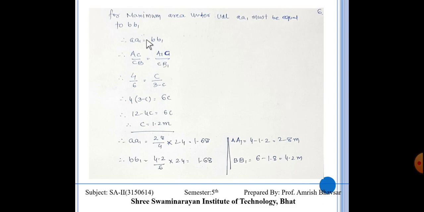So what is happening? For the maximum, the area under the UDL, AA1 must be equal to BB1. We need both of these to be the same. Then AC upon CB, that is A1C into CB1, is 4/6, and this is c upon 3 minus c. After solving this, we get c is equal to 1.2 meter. Now in the AC portion, the length of that UDL is 1.2 meter. Now AA1 is equal to 2.8 divided by 4 into 2.4, that is 1.68, and BB1 is also 1.68. So we get the same value of that ordinate, and now we can calculate the maximum bending moment on the basis of this equal ordinate height.